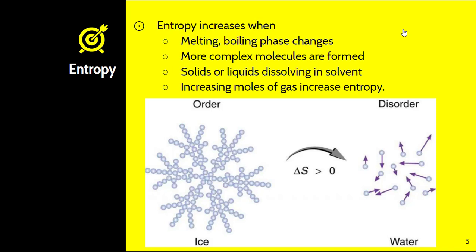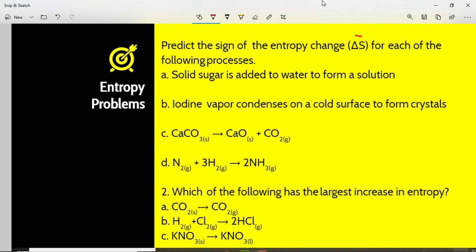So if we're looking at just gases on the left side and the right side, if there are more moles of gas on the right side, then the entropy increases. If there are fewer moles on the right-hand side, then entropy decreases as the reaction takes place. So our job here is to predict the sign of the entropy change for each of the following processes.